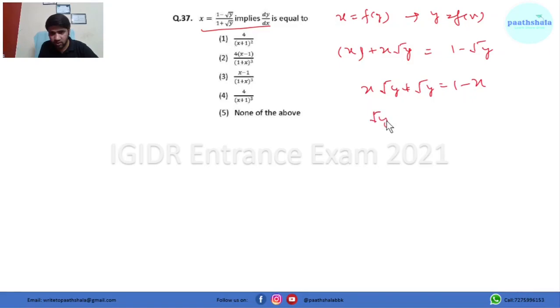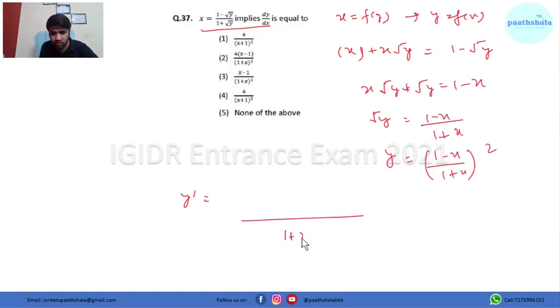When you take root y as common, this will come out to be root y equals (1 minus x) upon (1 plus x), and y will come out to be ((1 minus x) upon (1 plus x)) whole square. Now differentiate it. Here we have to follow the quotient rule. As this is (1 plus x) whole square, this will become (1 plus x) power 4 in the denominator. When you differentiate (1 minus x) whole square, this comes out to be 2(1 minus x) times minus 1.